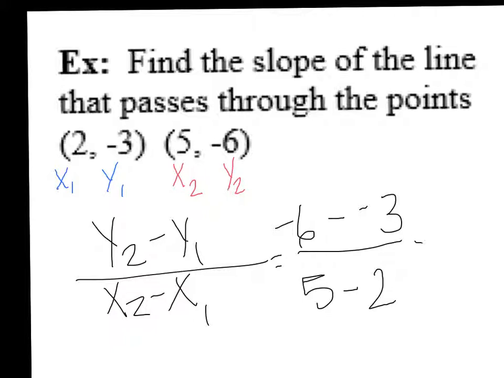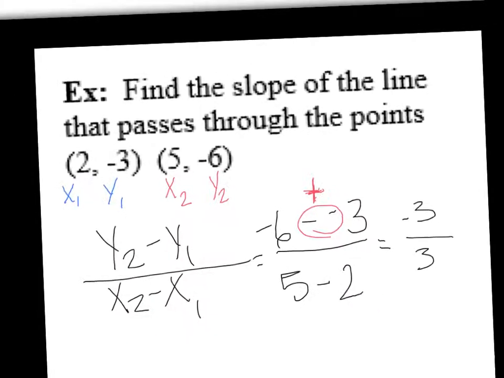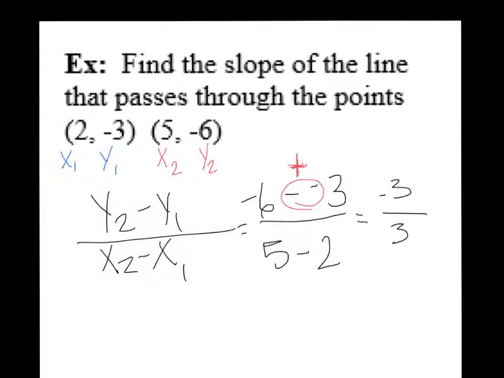Now we're going to solve them. On the top, when we have minus a negative, remember minus a negative means we're adding. We're doing the opposite of negative. So -6 plus 3 gives us a -3 on top. In the denominator, 5 minus 2 is +3. So now we have -3 divided by 3. We're going to simplify this. Negative 3 divided by 3 is a negative 1. So the slope of this line would be a negative 1.